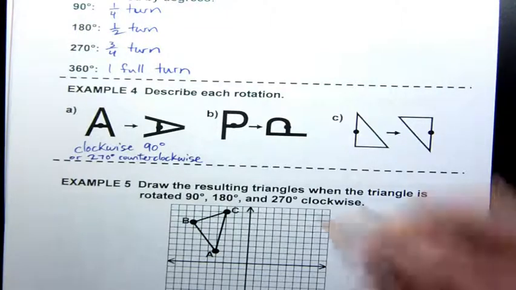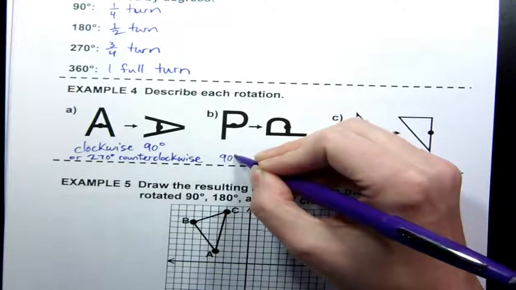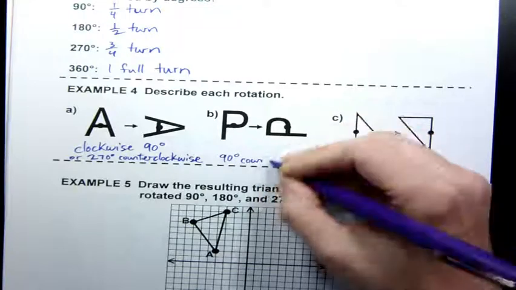P would be 90 counterclockwise, yep. Or how many if we did clockwise? 270 again.